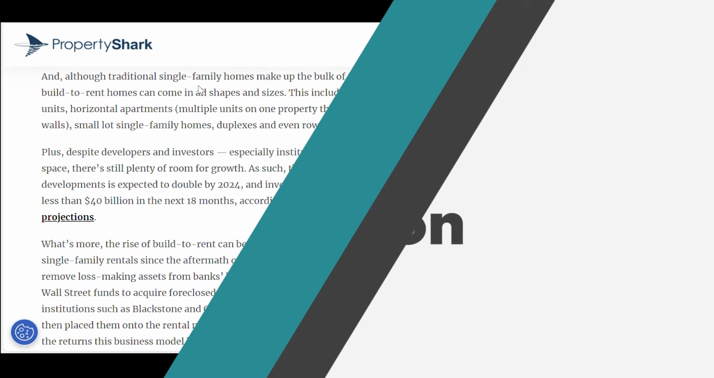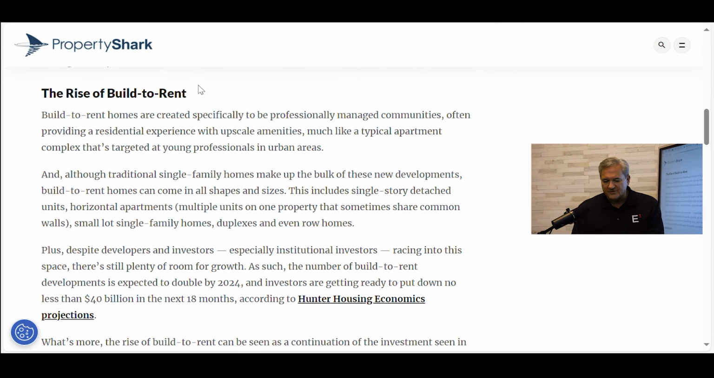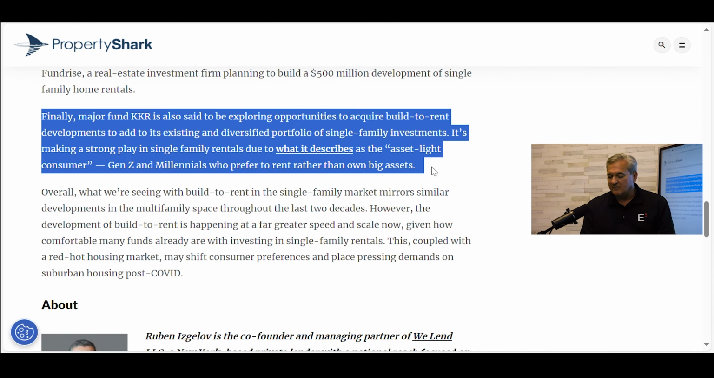But first, let me give you some background via some articles that we've uncovered recently that give you an example of what build to rent is all about. As you can see from the article from Property Shark, build to rent homes are created specifically to be professionally managed communities, often providing a residential experience with upscale amenities, much like a typical apartment complex, targeted at young professionals in urban areas, Gen Z and millennials who prefer to rent rather than owning big assets.